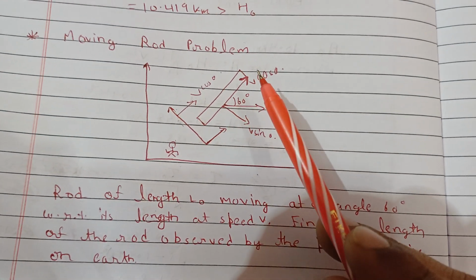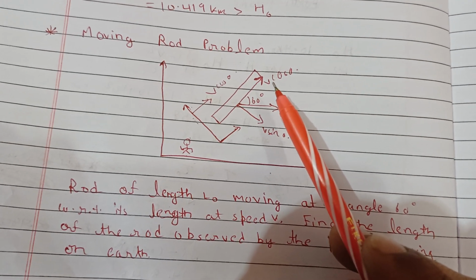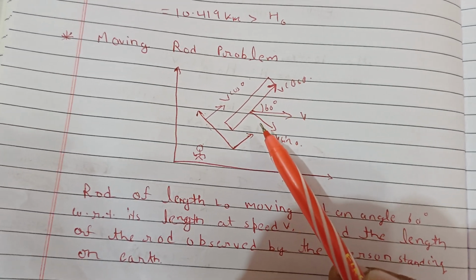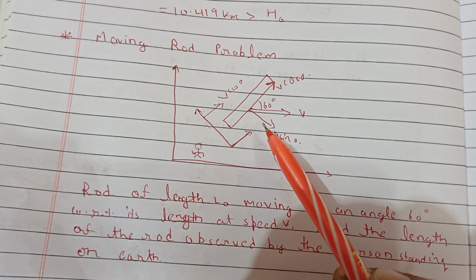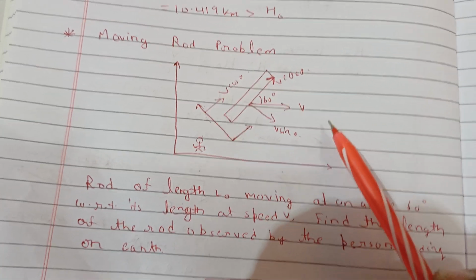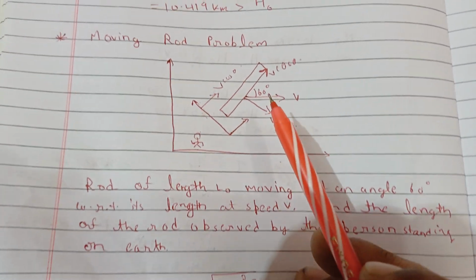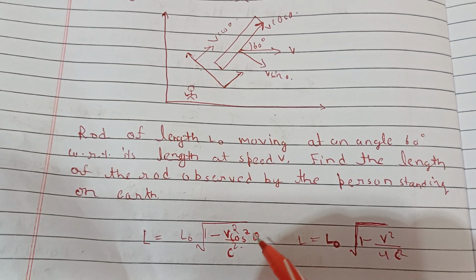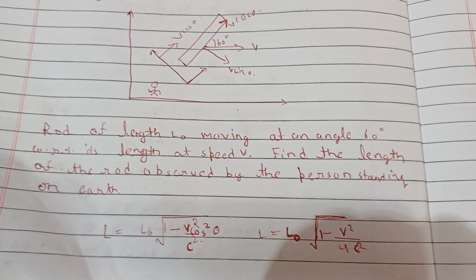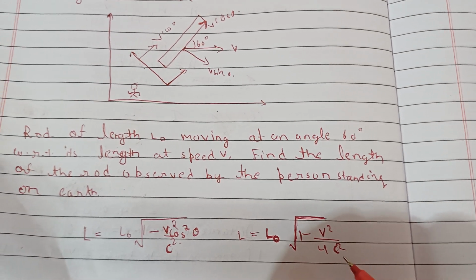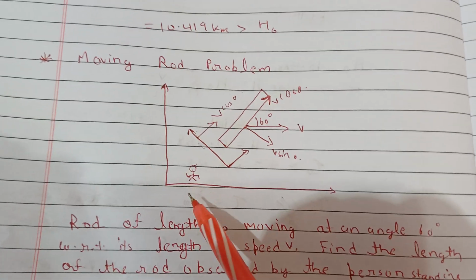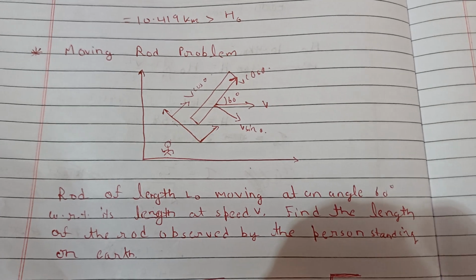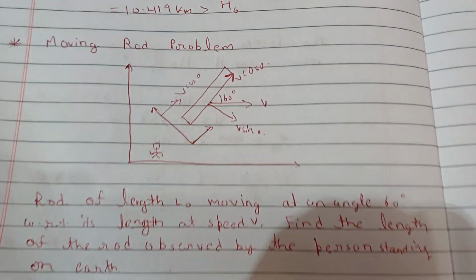So only the component in the direction of the rod is going to affect the length contraction. In the moving direction we have velocity v cos theta, and previously we learned that in length contraction we have the formula L equals L naught root of 1 minus v square by c square. Here, in place of v we will put v cos theta. It will give L equals L naught root of 1 minus v square by c square cos square theta, and theta is 60 degrees, so L will be L naught root of 1 minus v square by 4c square. This will be the length observed by the observer on the earth. We take this component because only that component participates in the contraction of length.